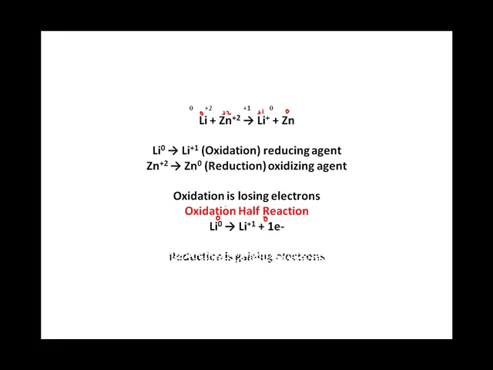Okay? The reduction is gaining electrons. So we have Zn +2 goes to 0. So both sides of the equation again have to equal 0. So when we add 2 electrons, it will equal 0.